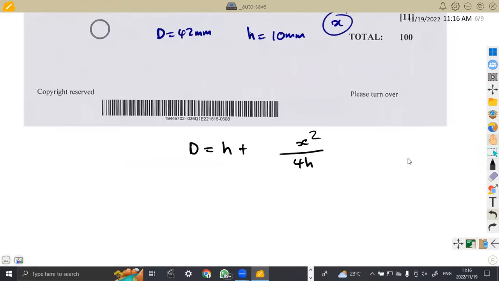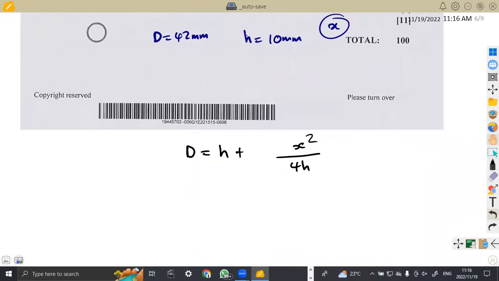So this is the formula that we are given, so you can actually substitute. Since we want to calculate X, we can just substitute everything. D is 42, so 42 is equal to H, which is 10, plus X squared over 4H. 4H means 4 times 10, which is 40. So it's going to be 40 here.